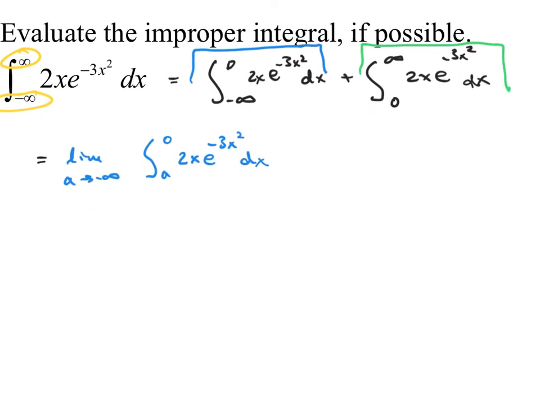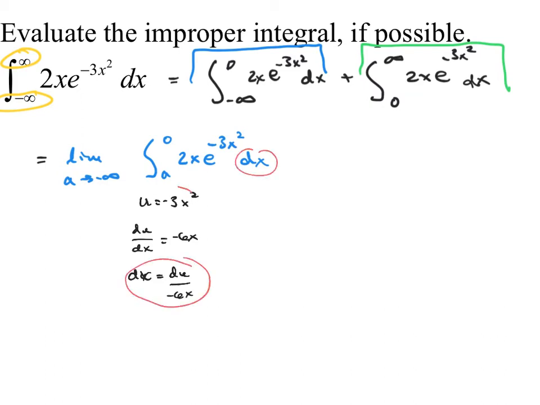So this one actually turns into a direct u sub problem. Let u equal the exponent, which is negative 3x squared. Take the derivative of u with respect to x, you would get negative 6x. So that would tell me that dx equals du over negative 6x. Okay, so I'm going to substitute in for dx, and I'm going to substitute in for u.